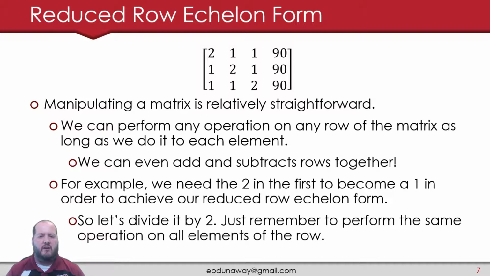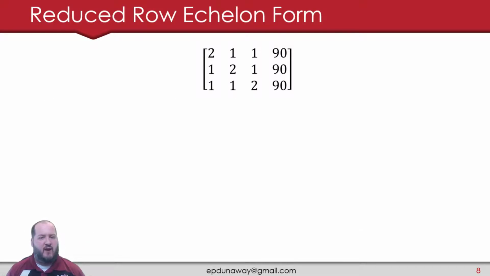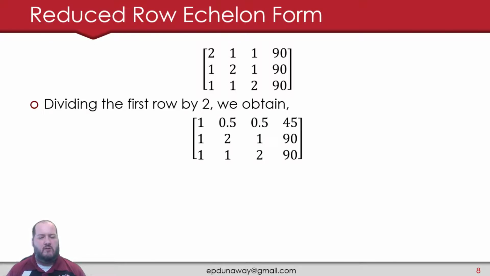So if I look at the 2 in the first row and the first column, I need that 2 to become a 1 in order to achieve my reduced row echelon form. And I can do that by just dividing it by 2. So the important thing is, if I want to divide that 2 to make it a 1, I need to do that same operation to every other element in that row. So let's do that. Let's divide the first row by 2. So I do that, I get 1, 0.5, 0.5, and 45 now in my first row.